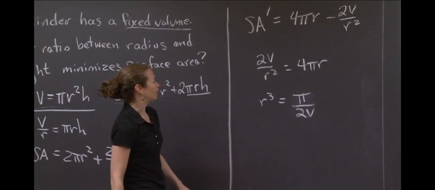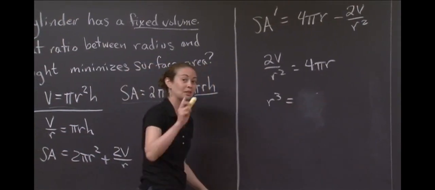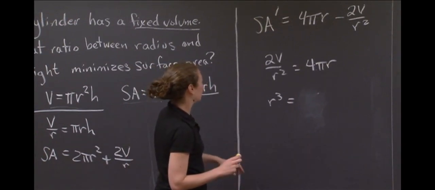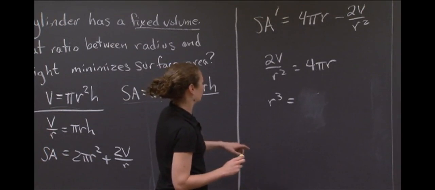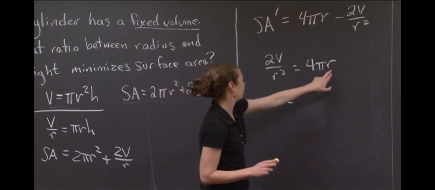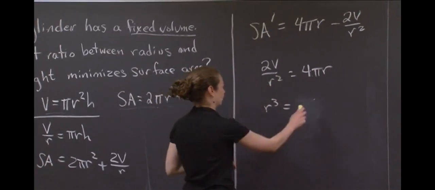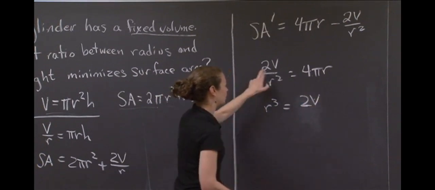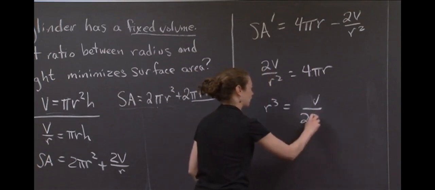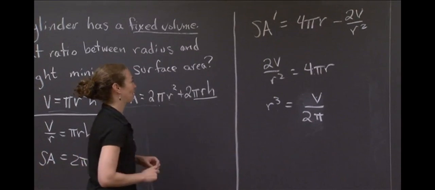I should not. I've been told from the audience I made a mistake. Sometimes you'll see when you're at the board and on video, scary things can happen. Multiply through by r, I get r cubed. Oh, I have the 2v in the numerator. I apologize. The 2v's in the numerator, the 4 pi's in the denominator, so I get v over 2 pi. Does that look better, audience? The audience tells me that looks better.